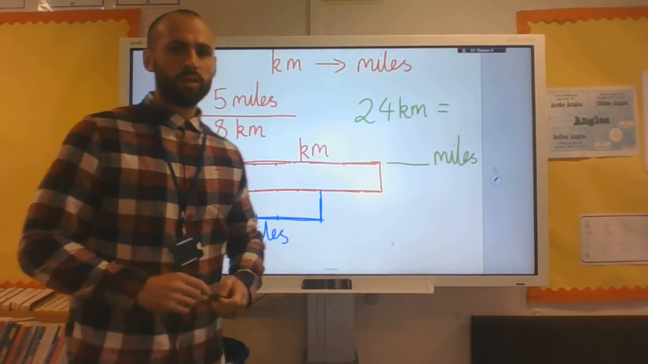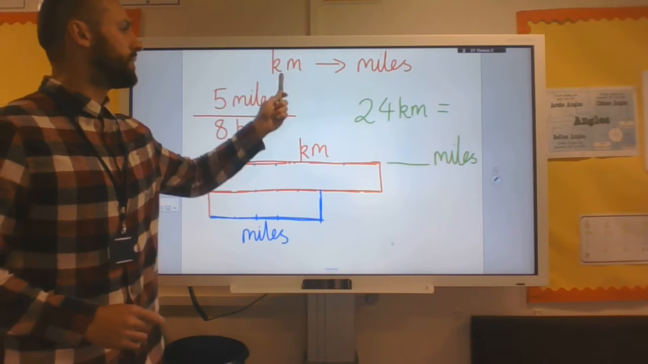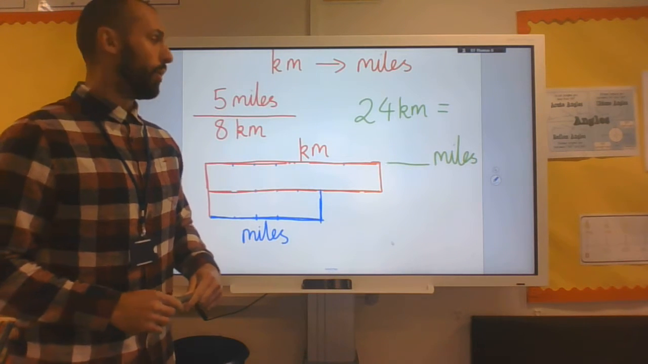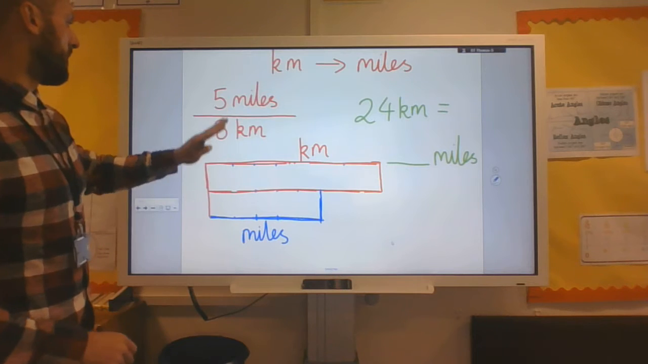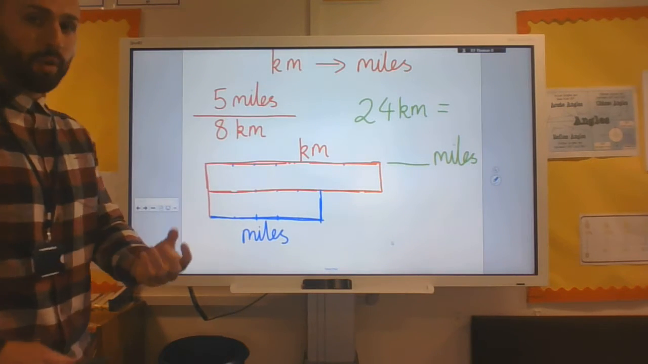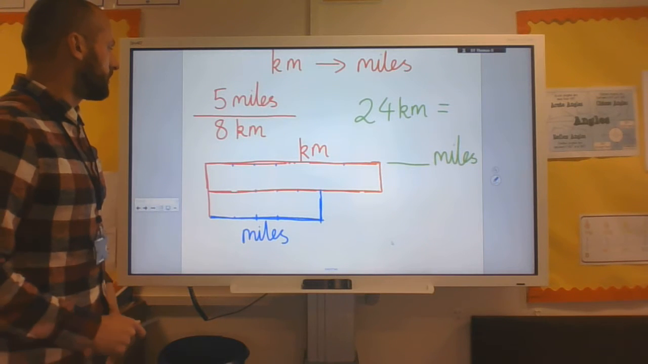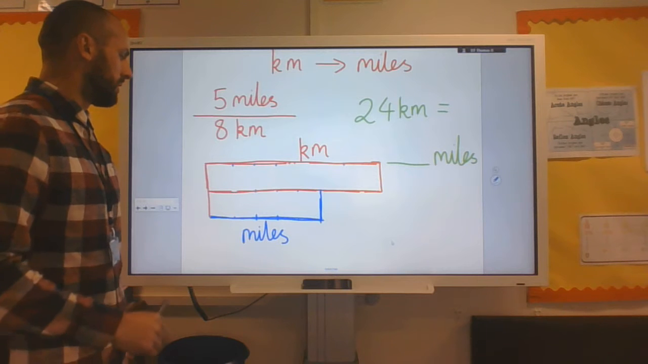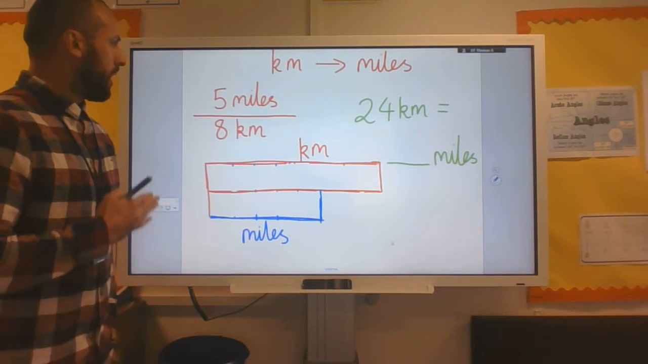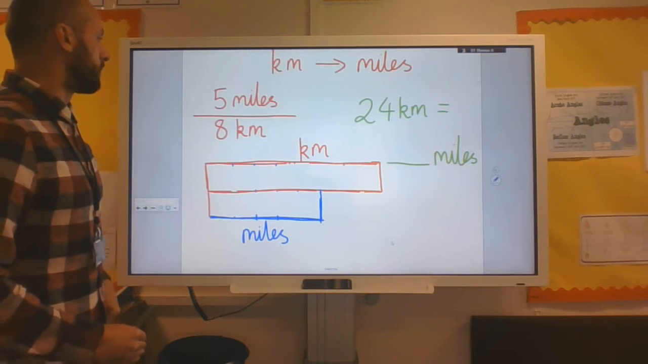Morning Year 6. So today's challenge is a little bit trickier, converting from one unit of measure over to another one. And here we're starting with converting from kilometres into miles. And the information you'll be given is that 5 miles is equivalent to 8 kilometres. They're the same. Looks tricky to begin with, but remember, it's a fraction of amount.